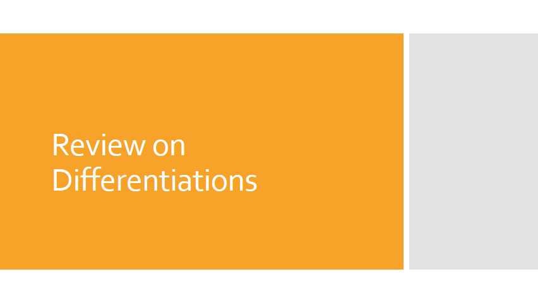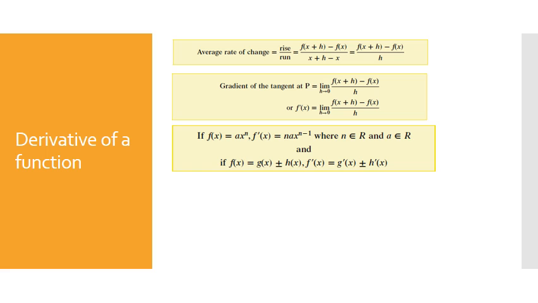We're going to do a little bit of a review on differentiation from year 11. So, differentiation, derivatives of a function. Remember, average rate of change is your rise over run. The gradient at a point would then be when you take the limit of it and put it on the point.